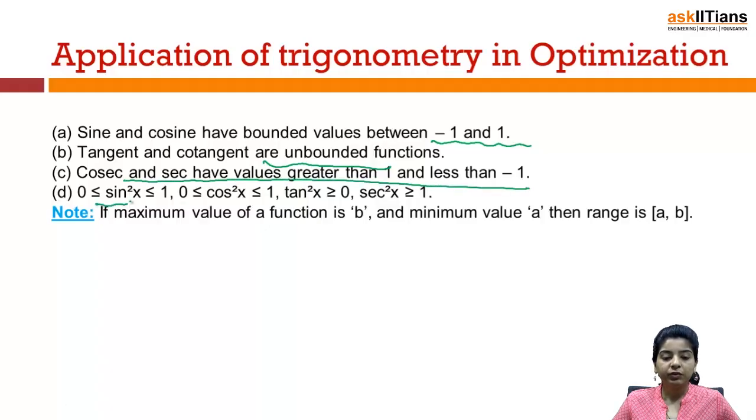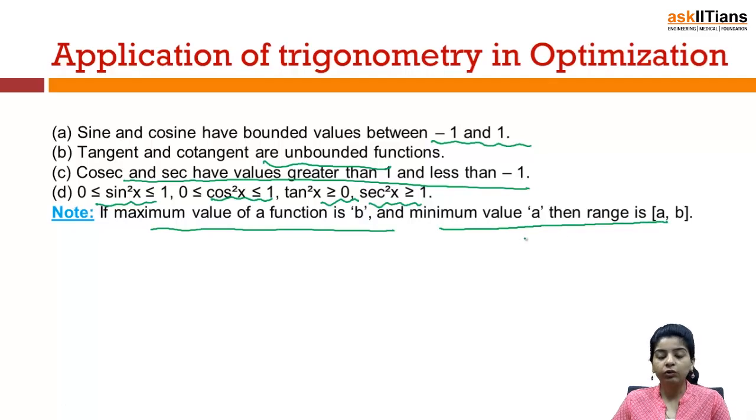And sin square x lies between 0 and 1, cos square x lies between 0 and 1, and tan square x is greater than equal to 0, sec square x is greater than equal to 1. If maximum value of a function is b and minimum value a, then range is obviously a, b. We shall also discuss some questions based on this.